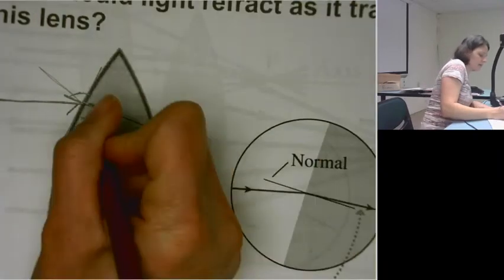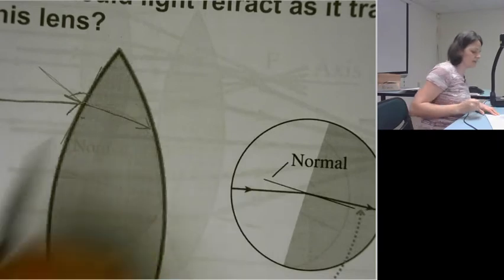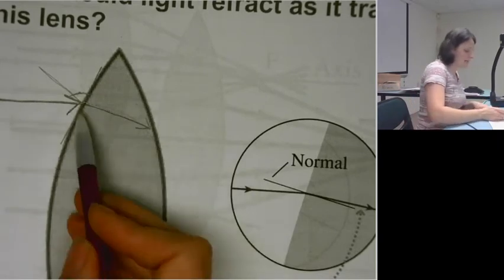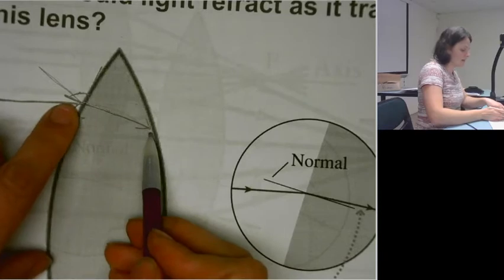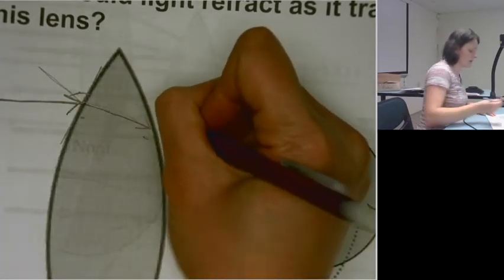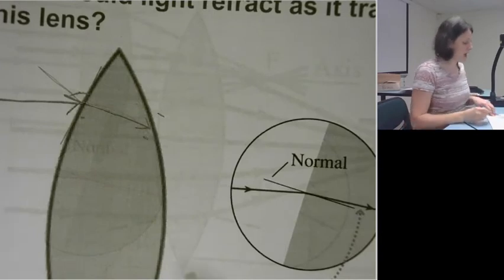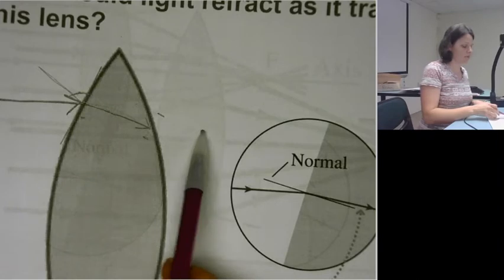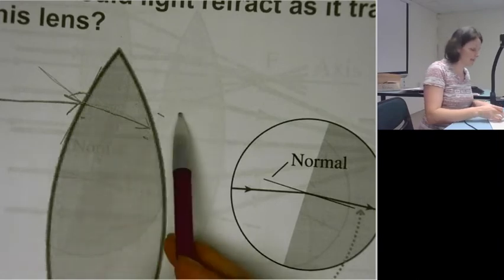Okay, so instead of going in a straight line like it wants to do, it's going to bend that way. And then as it passes through here, the opposite is going to happen. So now I'm moving from glass into air. So I'm moving from a slow medium into a fast medium.